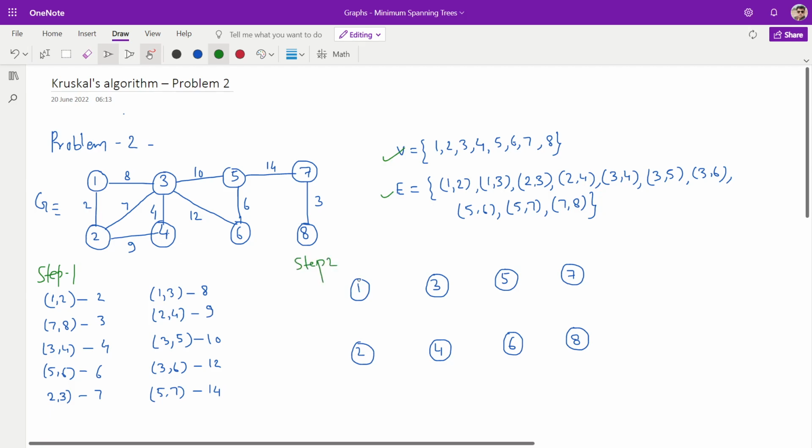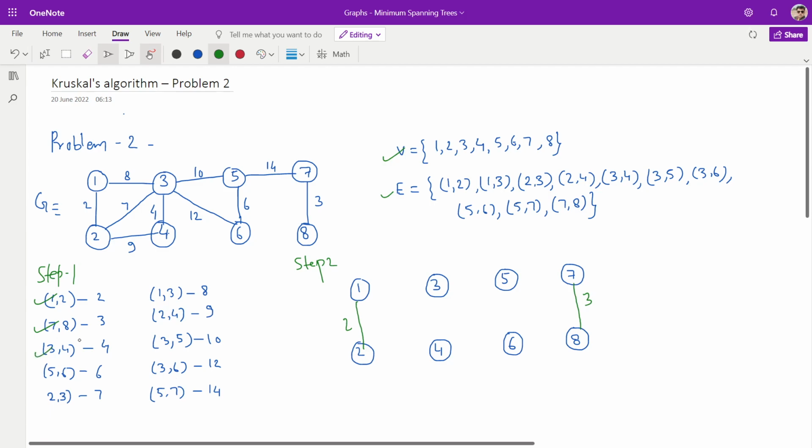In step 2, we start with a forest that does not have any edges, and then we consider adding edges one by one. The thing that we have to keep in mind is that the addition of a particular edge must not lead to a cycle. So let us talk about this first edge 1 comma 2. Can I have this in this graph? Yes, I can have this in the graph because it is not leading to a cycle. What about the edge 7 comma 8? Can we have this in the graph? Yes, we can have this in the graph because it is again not leading to a cycle.